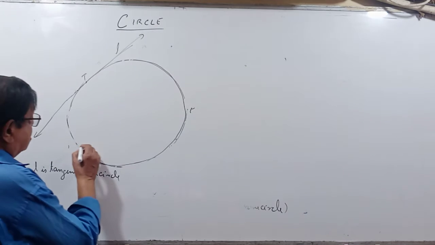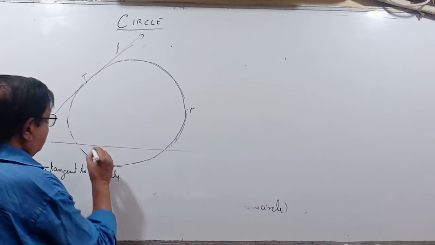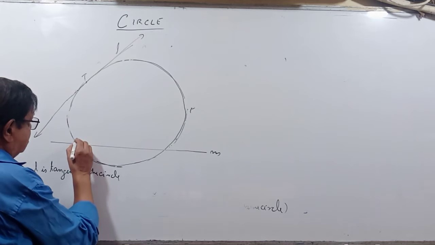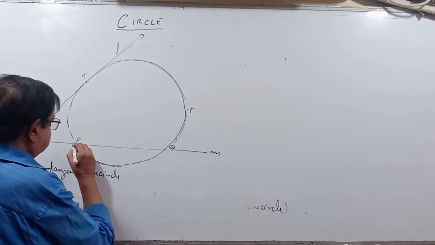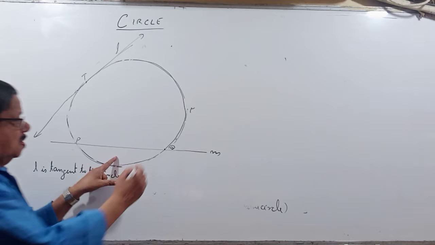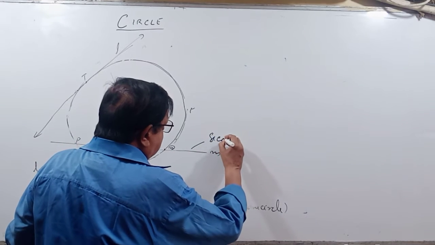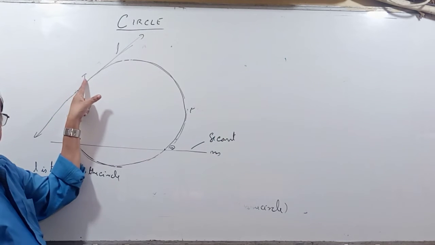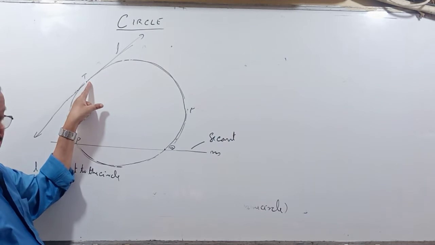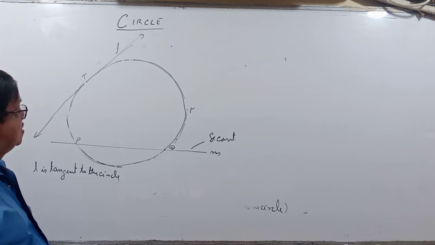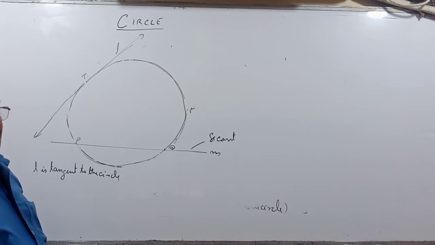Now, this is not a tangent. Let us call this line M. This is touching the circle at P and Q. It touches at two points. This is touching at 2 points P and Q. This is called a secant. Secant, and this is tangent. Tangent touches the circle at one and only one point. Secant touches at 2 points. So a line can touch the circle at maximum 2 points. You cannot have a line touching the circle at 3 points.